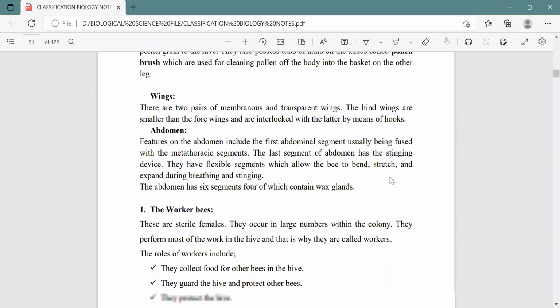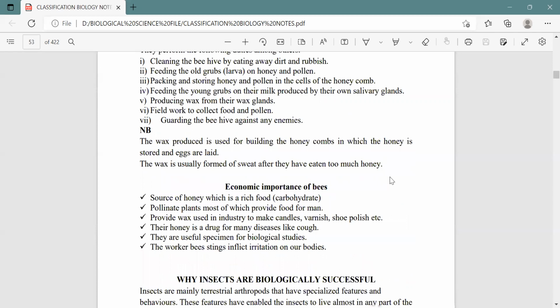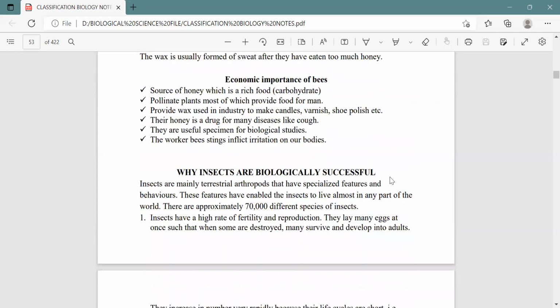I'm running to go to the economic importance of bees. They are given here, but there is some important section here which talks about why insects have been successful, especially on land. Why insects have been very successful, especially on land.